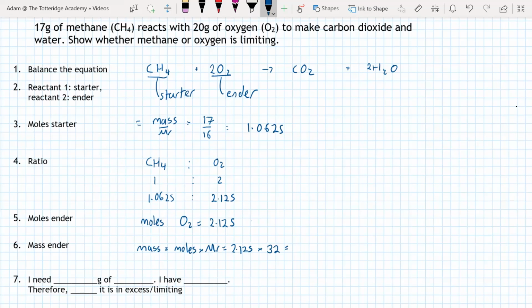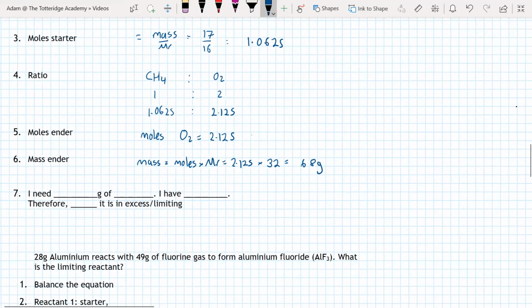It gives me 68 grams. This is the hard step now. What that means is that this is how much oxygen I need to react with this much methane. So if I have 17 grams of methane, look in the question, if I have 17 grams of methane, I need 68 grams of oxygen. So I can fill that in over here.